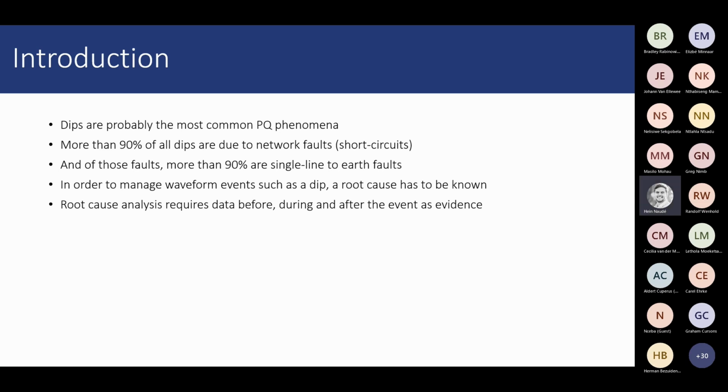Now, in order to manage waveforms or your quality of supply and the events that happen, such as voltage dips, you need to know what is the root cause of such an event. And to be able to analyze that and determine what is the root cause of a voltage dip, you need to record data. You need to have some way of characterizing that voltage dip in a way that you can analyze it to get to a root cause. And you will normally want to have data for a period before, during, and after the event to be able to see how the event started, propagated during the fault, and how it was cleared or recovered in the end of such an event.